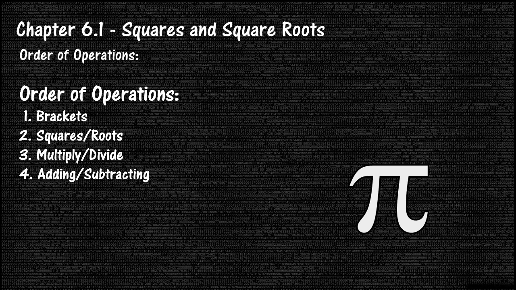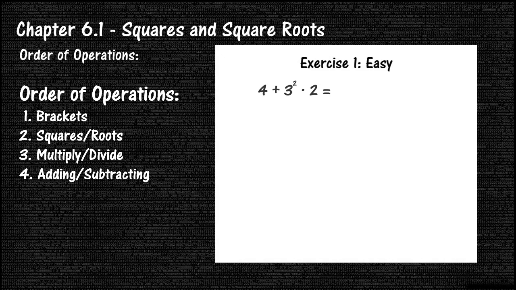For our first exercise, we have 4 plus 3 squared times 2. First we solve the square, which is 9. So 4 plus 9 times 2. Then we solve the multiplication. 9 times 2 is equal to 18. And 4 plus 18 is 22. On to the next one.